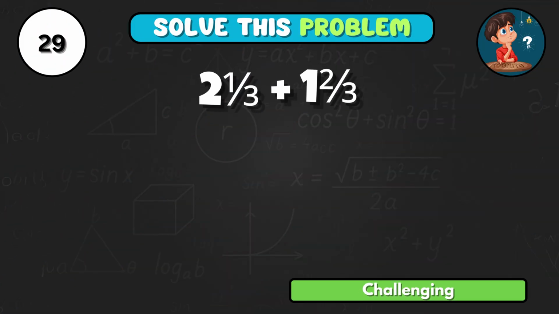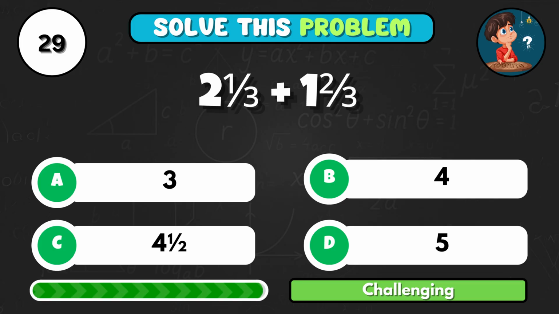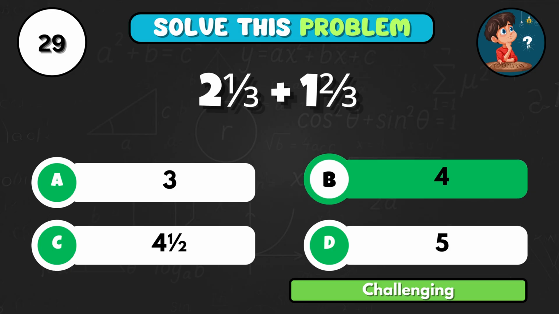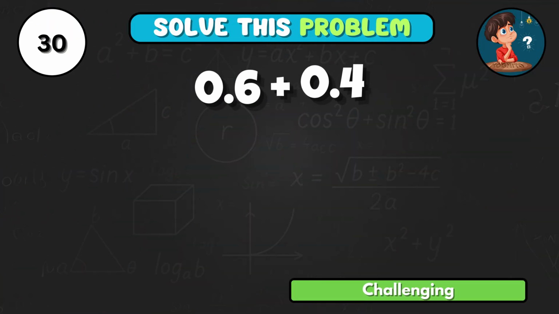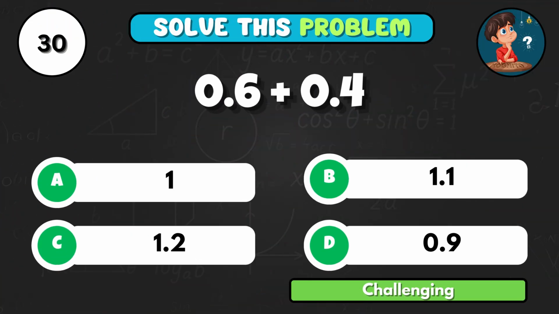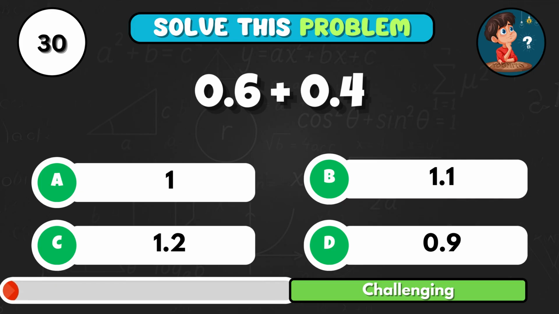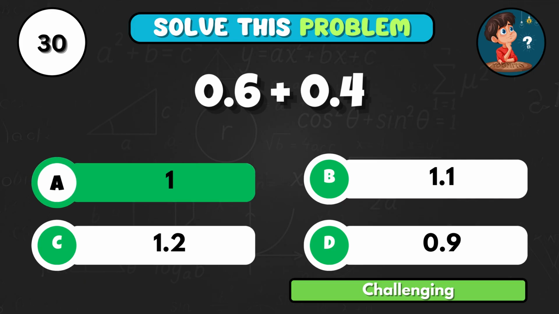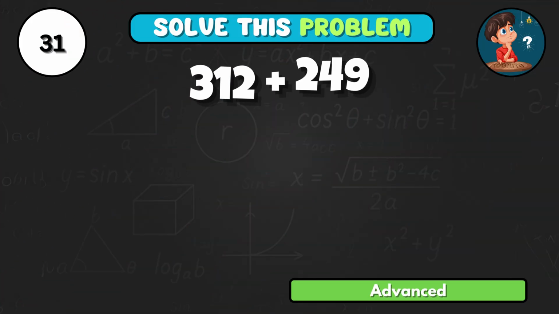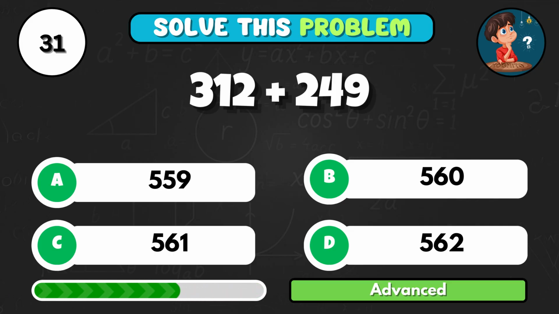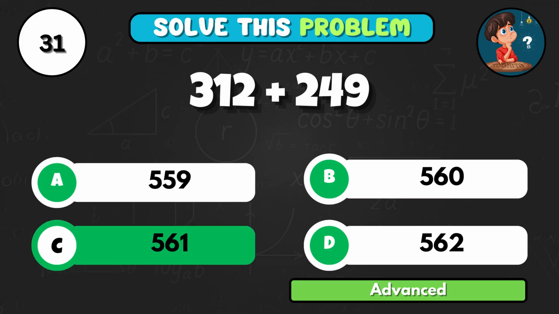2 1/3 joined with 1 and 2/3 makes... The right choice is B. That's 4. 0.6 plus 0.4 equals... Option A is correct. The result is 1. What do you get when you add 312 and 249? Option C is right. That's 561.